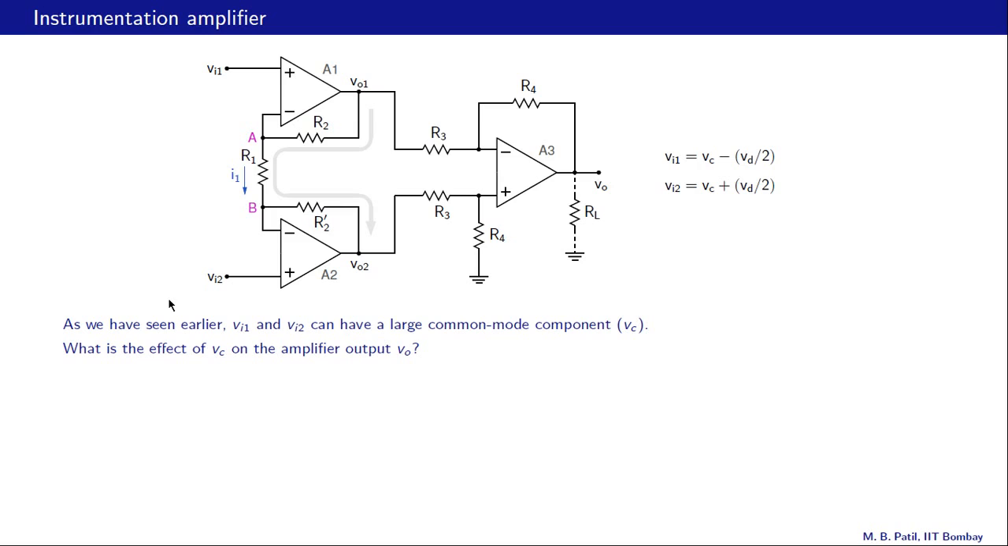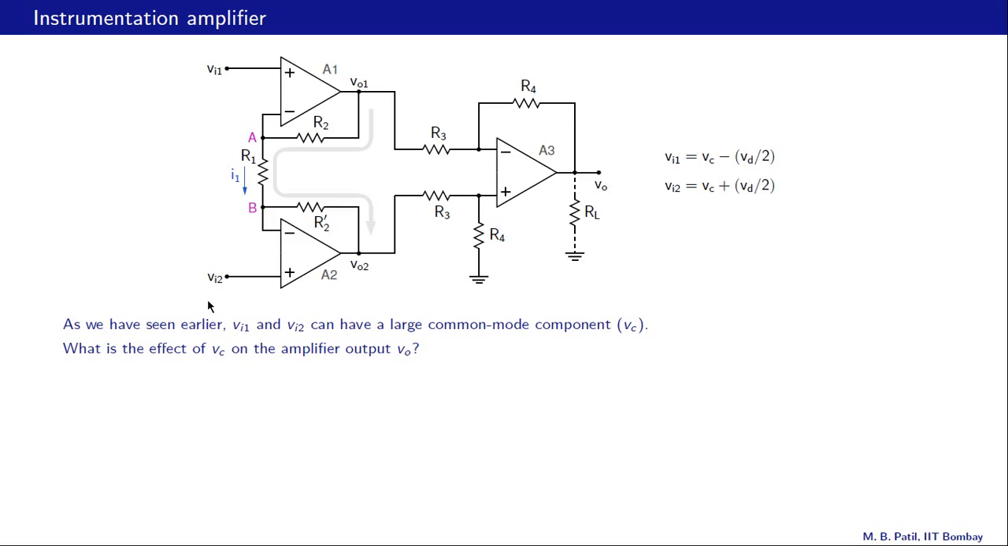So the instrumentation amplifier is definitely superior to the difference amplifier because it offers a much larger input resistance, and therefore when we connect this to the bridge circuit, for example, these voltages Vi1 and Vi2 will not get disturbed, and therefore our measured output would be a true reflection of what we are trying to quantify.